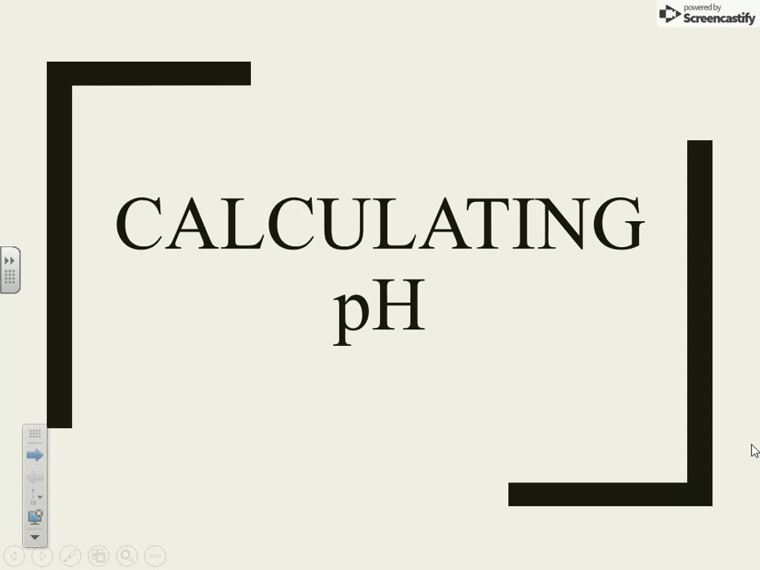So this is level 4, and we're going to be talking about calculating pH. This is where you get to use your calculator, specifically a scientific calculator, to do this.